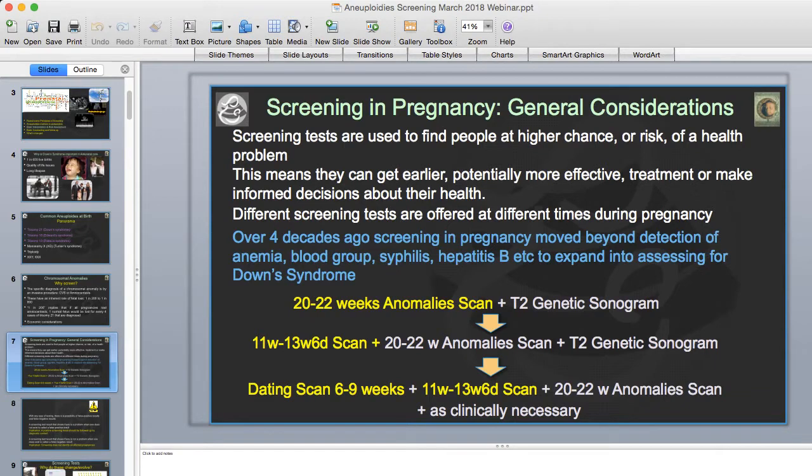And about 4 decades ago, we realized that we can move on from just the detection of anemia, blood group, syphilis, etc. in pregnancy to expand into assessing for Down syndrome. And this used to be done by a 20 to 22 weeks anomaly scan combined with a genetic sonogram of the second trimester, and we will discuss this briefly again today. There was a window that appeared later on, so that now the window of diagnosis is the 11 weeks to 13 week 6 days scan, followed up whenever necessary, of course, by the anomaly scan and genetic sonogram, and therefore this is how we now go about it.